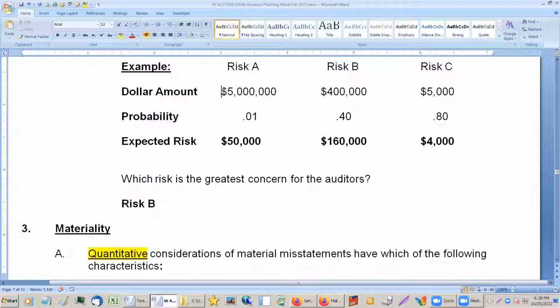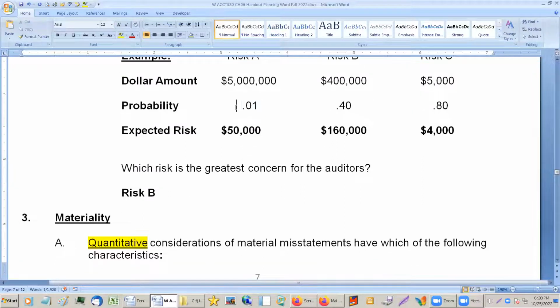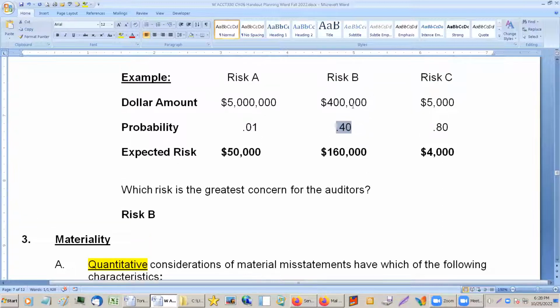Why is that one probably not that big of a deal? Because the probability is just 1% of that. Exactly. It's very unlikely this is going to happen. It could happen, yeah, but it's very unlikely. Where 40%, that's a pretty good chance it's going to happen.